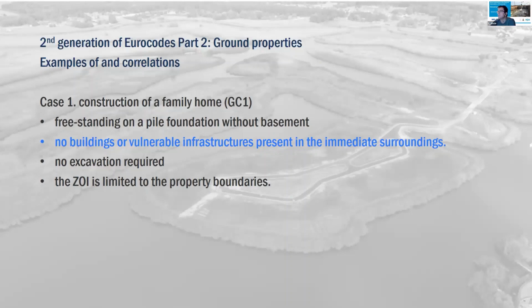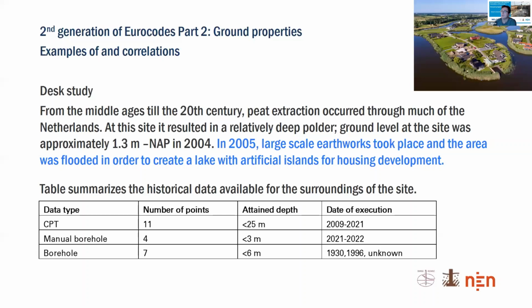At the background, you can see where the site is going to be located. At the top right, you can see what it looks like now. So from the Middle Ages until the 20th century, peat extraction occurred through much of the Netherlands. At this site, it resulted in a relatively deep polder area. Ground level at the site was approximately 1.3 meter minus sea level in 2004.